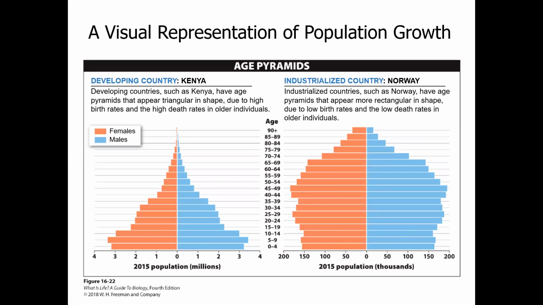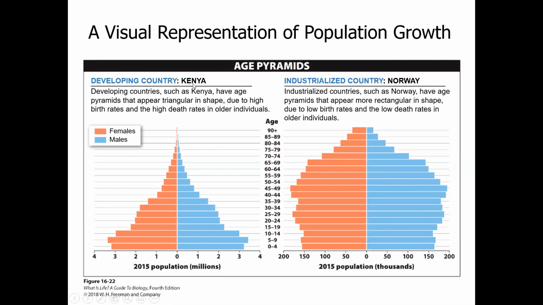So let's look at some examples of these age pyramids. We have two examples of two different countries, Kenya and Norway. On our x-axis, we have the population in millions, so 1 million, 2 million, 3 million, 4 million. In this case, population in thousands, so 50,000, 100,000, 150,000, 200,000, etc. And then we have all of our cohorts, 0 to 4, 5 to 9, 10 to 14, and so forth. We have it all broken up. Our females are in red and our males are in blue.